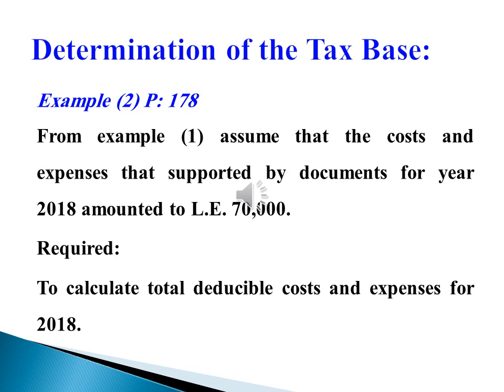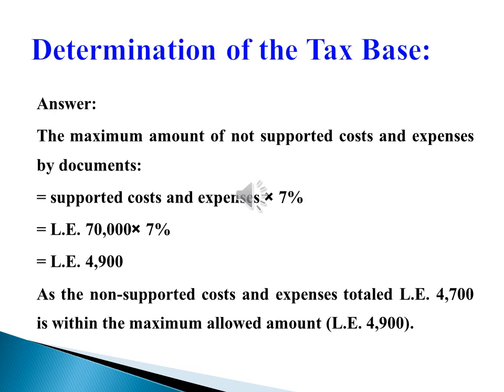Example 2 on page 178 in your textbook. From example 1, assume that the costs and expenses that are supported by documents for the year 2018 amounted to 70,000 livres Egyptian. Required to calculate total deductible costs and expenses for year 2018. The maximum amount of not supported costs and expenses by documents equals supported costs and expenses times 7%. 70,000 livres Egyptian times 7% amounted to 4,900.